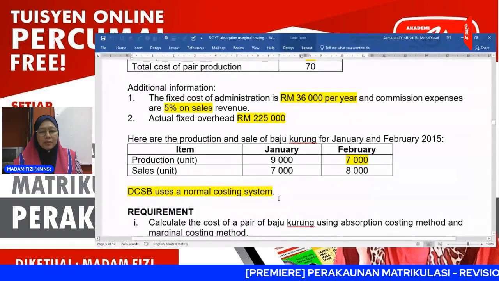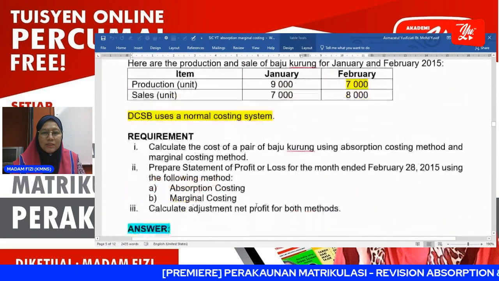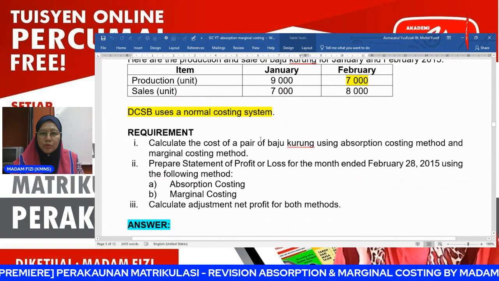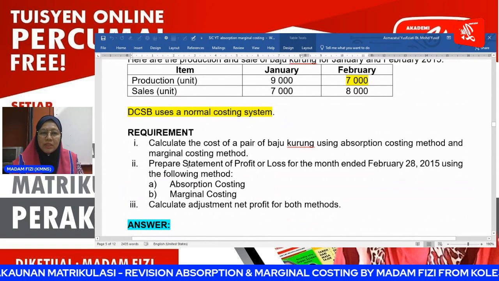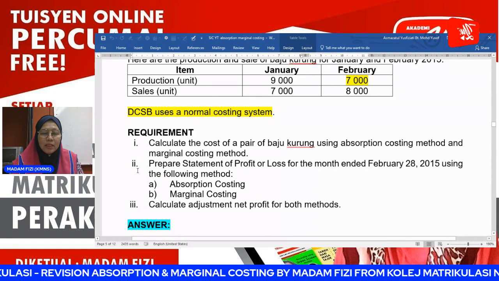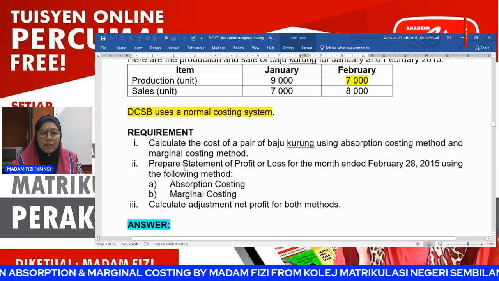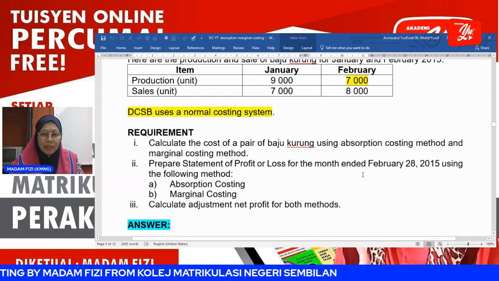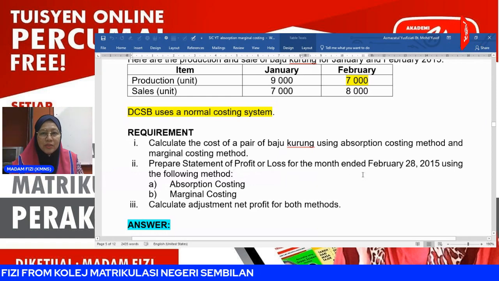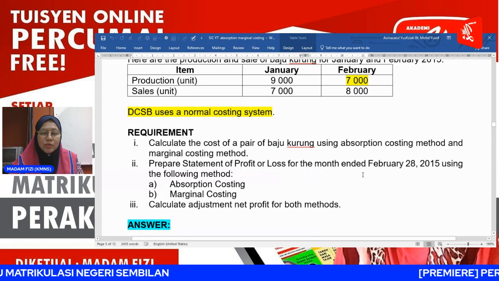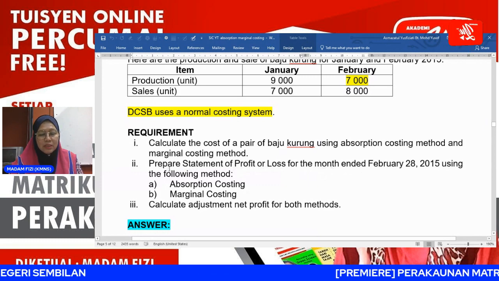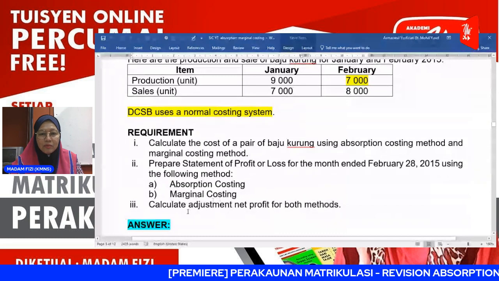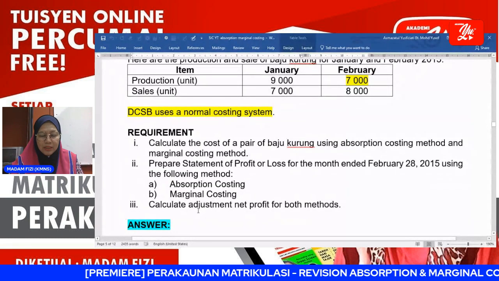Okay, so what is the requirement? One Roman is to calculate the cost of a pair of baju kurung using absorption and marginal costing. Second Roman is to prepare the statement of profit or loss for the month ended February. Do February only, do not do January, using absorption costing and marginal costing. And third Roman is to calculate the adjustment of net profit for both methods.